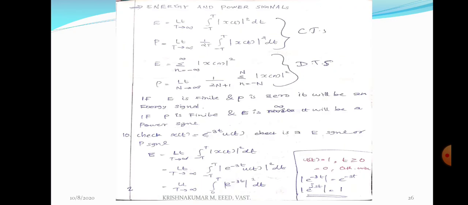That means energy has a finite value. So you have to learn some formulas by heart, then only can you do the problem. Mod of e raised to minus 3t is equal to e raised to minus 3t. Mod of e raised to j3t is equal to 1.